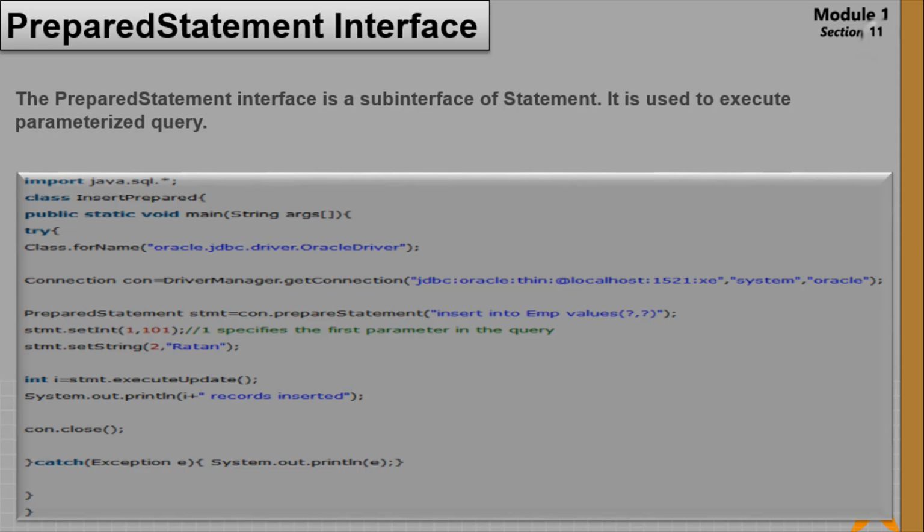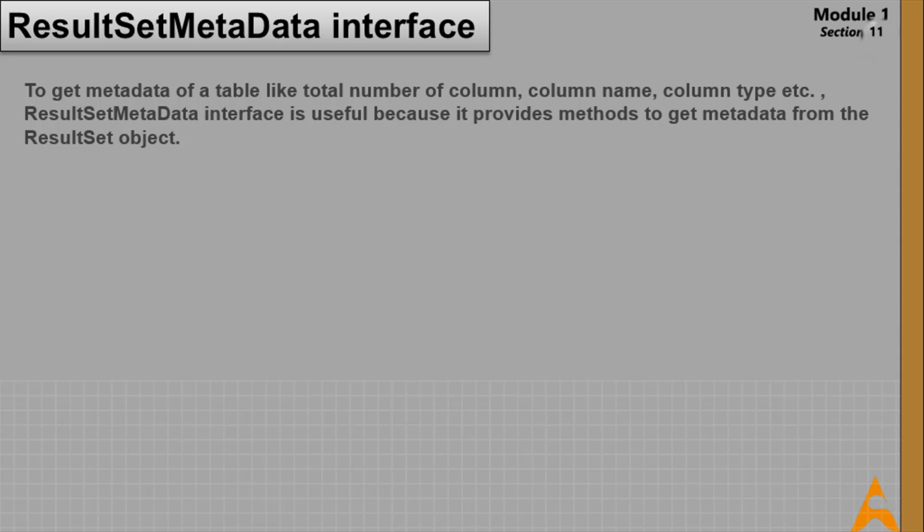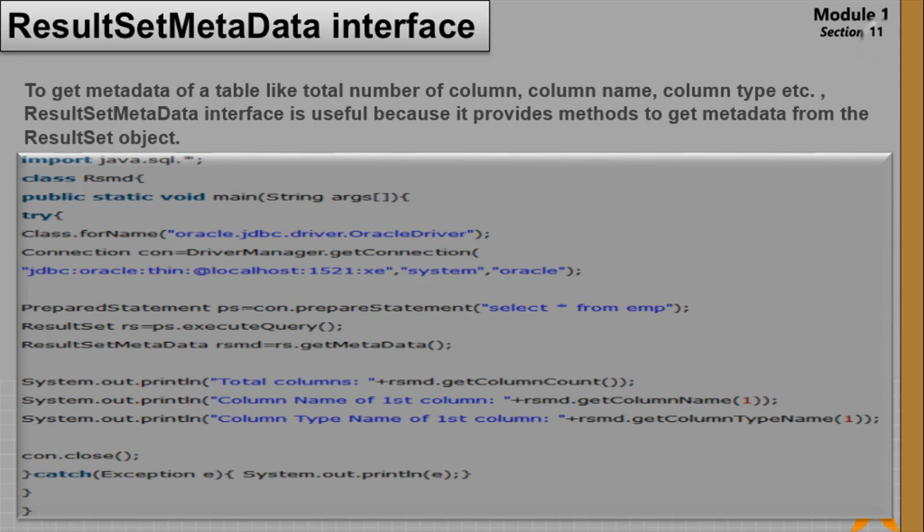Java ResultSetMetaData interface. The metadata means data about data, i.e. we can get further information from the data. If you have to get metadata of a table like total number of columns, column name, column type, etc., the ResultSetMetaData interface is useful because it provides methods to get metadata from the ResultSet object. Write down the program shown on your screen.